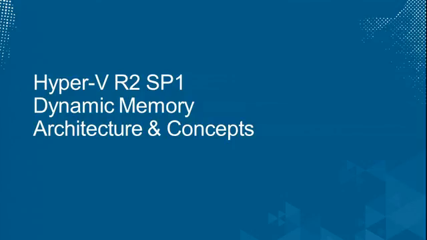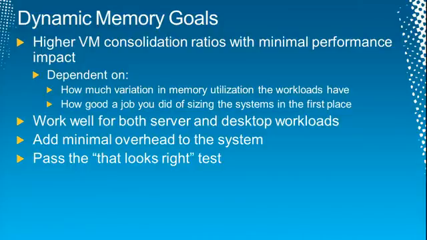So let's take a look at dynamic memory, specifically what we chose to do. Obviously our goal is a higher VM consolidation ratio with minimal impact. This is interesting though. People oftentimes ask, okay, great, I'm going to deploy Service Pack 1. I'm going to implement dynamic memory. How much memory am I going to save? How much more consolidation can I get? And unfortunately, that answer isn't easy. It really depends on a couple of factors.